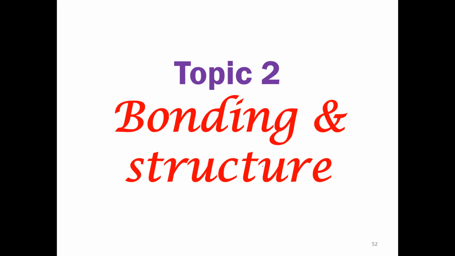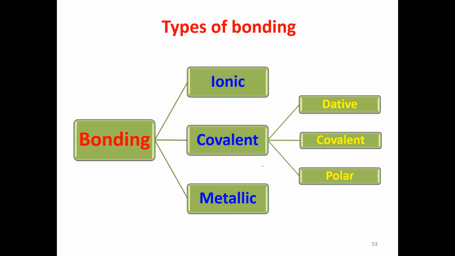Bonding and structure. This is my revision topic again, and look at the screen. There are three main bondings in my course: ionic, covalent, and metallic. Covalent has three further versions: dative, pure covalent, and polar. So this is a good mind map to recall this important chapter, bonding.